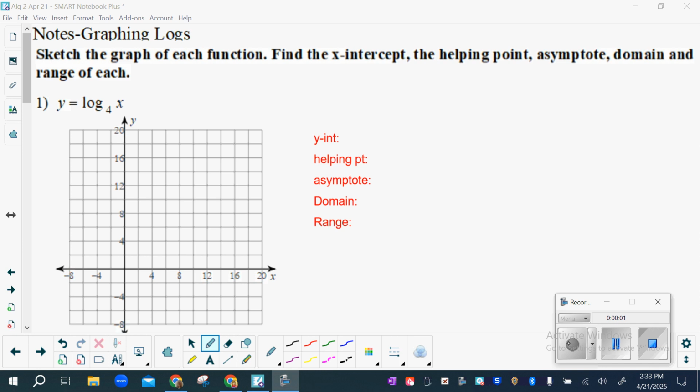Graph the equation y equals log base 4 of x. We're not familiar with that, are we? Never seen something like this. You're right. So could we maybe change it to be something that we are more familiar with?